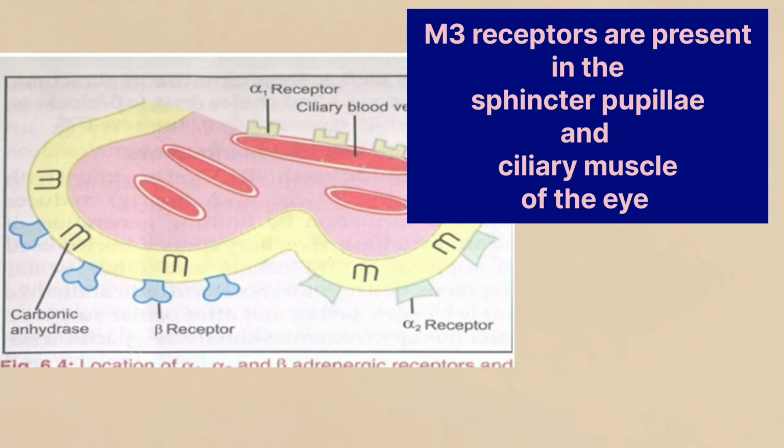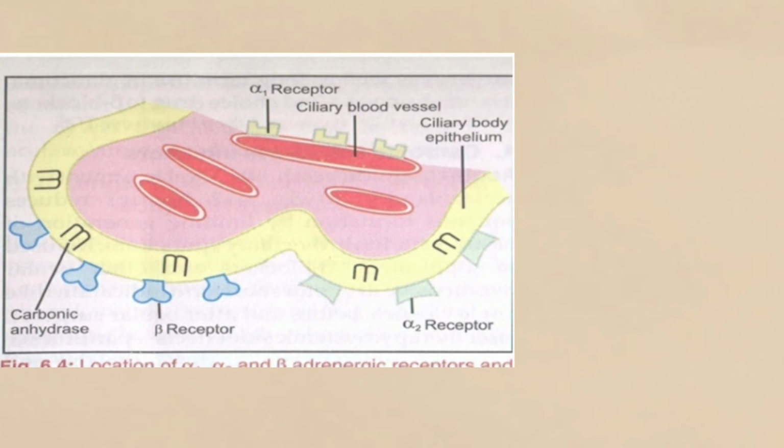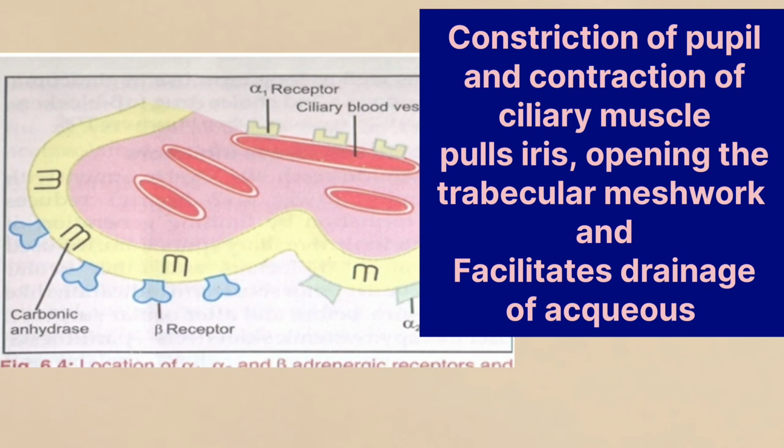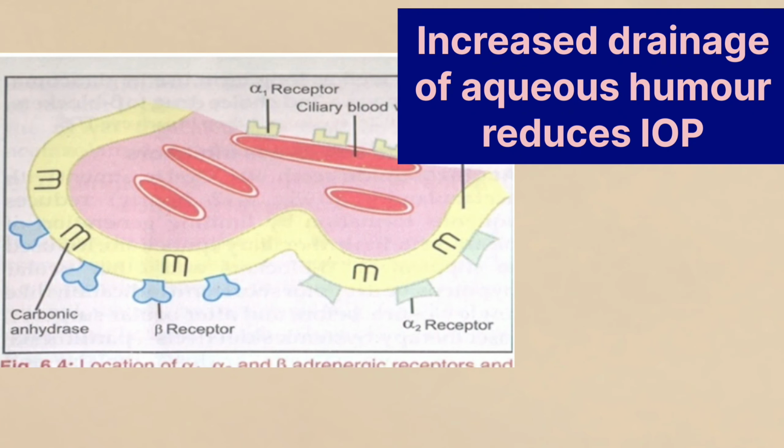Cholinomimetic agents stimulate muscarinic receptors, particularly the M3 receptors that are present in the circular muscle of the iris, that is sphincter pupillae, and the ciliary muscle of the eye. The ciliary muscle contraction and constriction of the pupil pulls the iris, opening the trabecular meshwork, and facilitates the drainage of aqueous humor and reduces intraocular pressure.